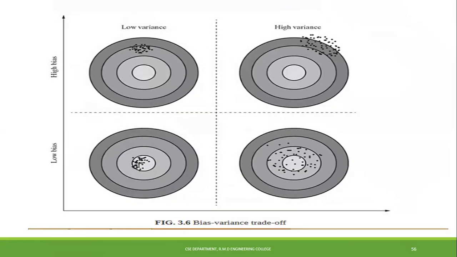This is an example that shows bias and variance: low bias, high bias, low variance, and high variance. A perfectly fitted machine learning algorithm will have low bias and low variance. So this will be the correct picture.